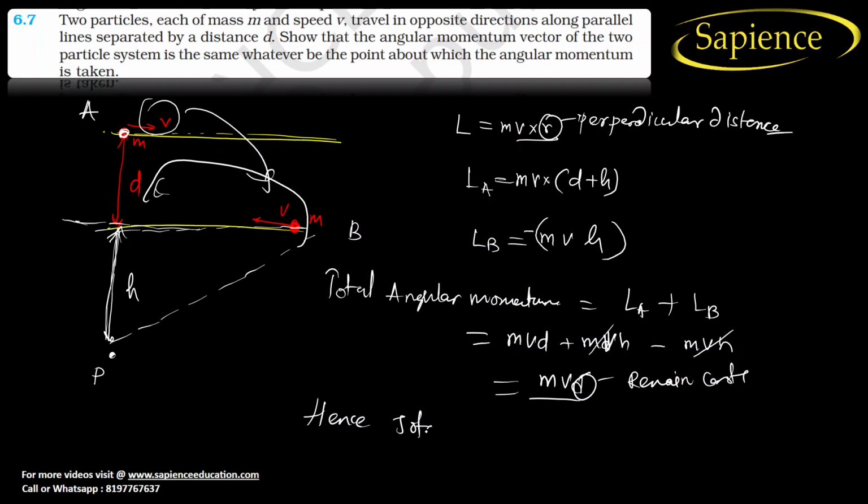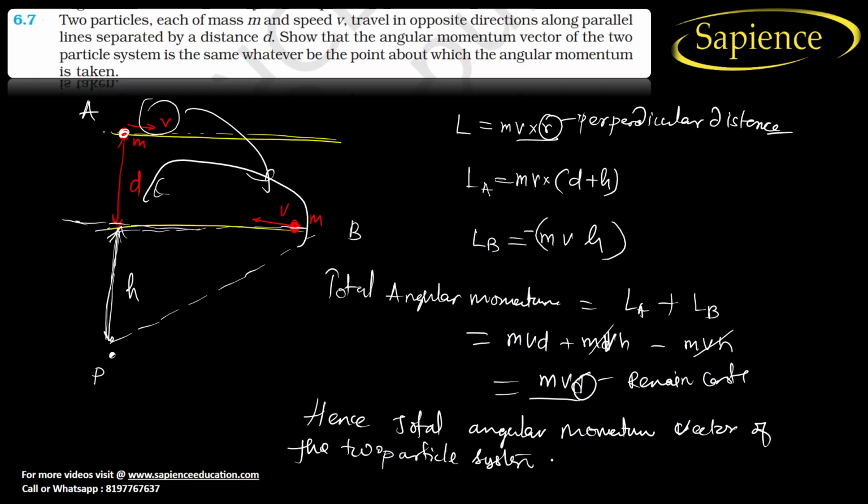Hence the total angular momentum vector of the two particle system is the same, or remains constant. Okay.